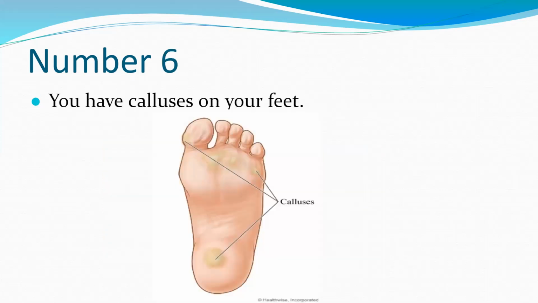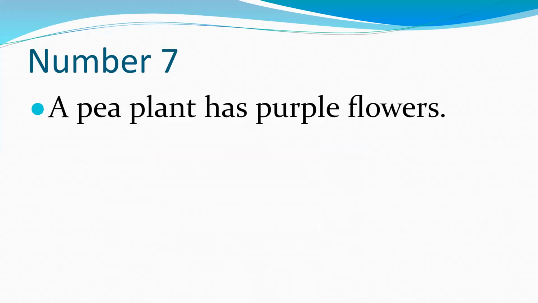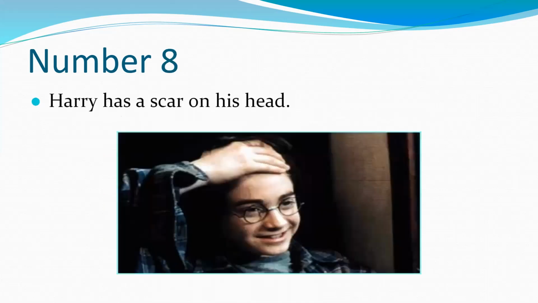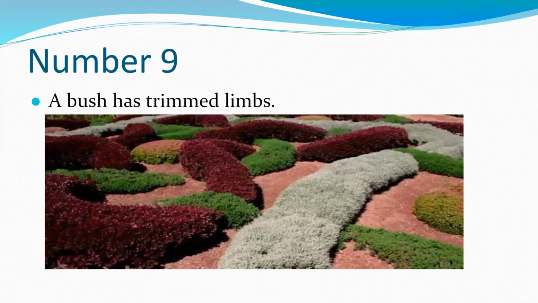How about having calluses on the bottom of your feet? Are those acquired or inherited? What about a pea plant having purple flowers? Is that a learned or inherited trait? How about Harry Potter having a scar on his head? Was that acquired or inherited? And bushes having trimmed limbs. Is that an acquired trait or an inherited trait?